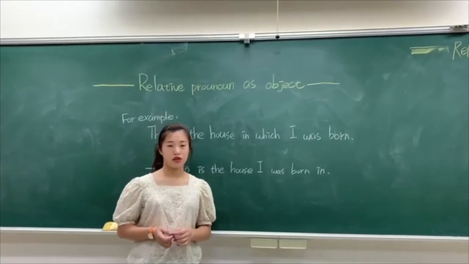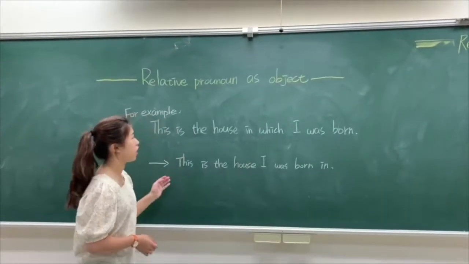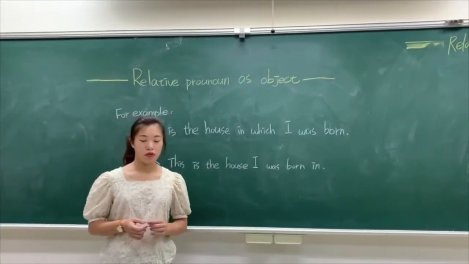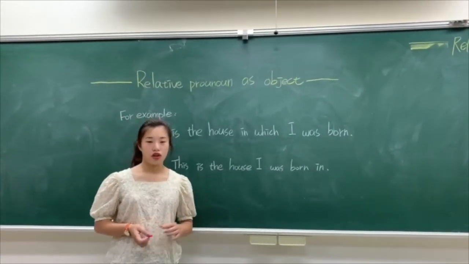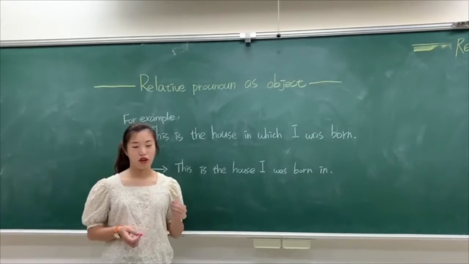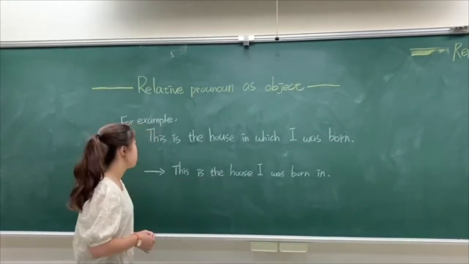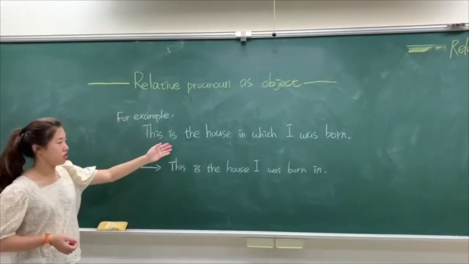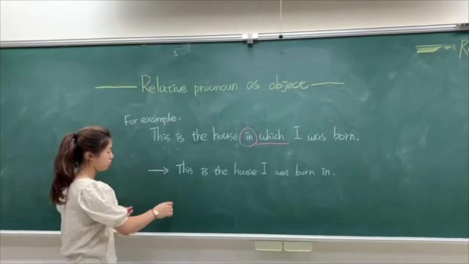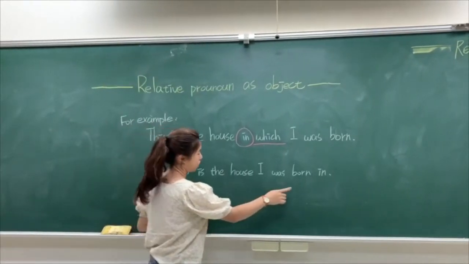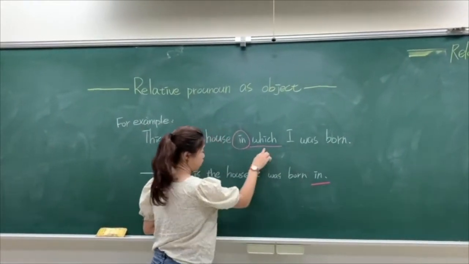So now let's learn how to use the relative pronouns as object. Relative pronoun is the object in the relative clauses, and when there is a preposition in front of it, it cannot be omitted. So for example, this is the house in which I was born. Into this is the house I was born in, and then which can be omitted.